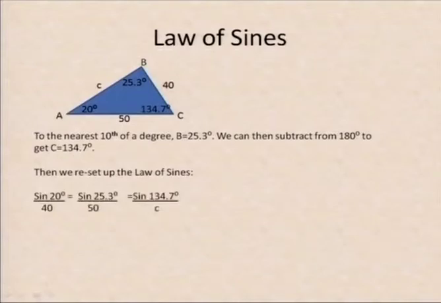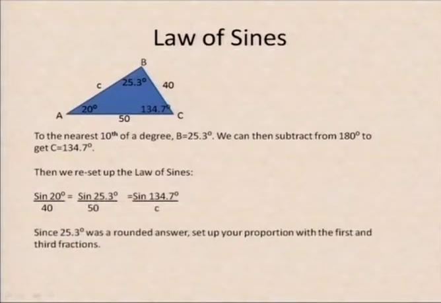So let's reset that up. We've got the same information we had before, but with new things filled in too. Now we can solve for side C. There won't be any inverse this time because we're looking for a side. Now I would pick the first ratio and the last one. 25.3 was a rounded answer, so why do I want to use a rounded answer in my problem to solve for another one? So I'll set up my proportion with the first fraction and the third fraction.